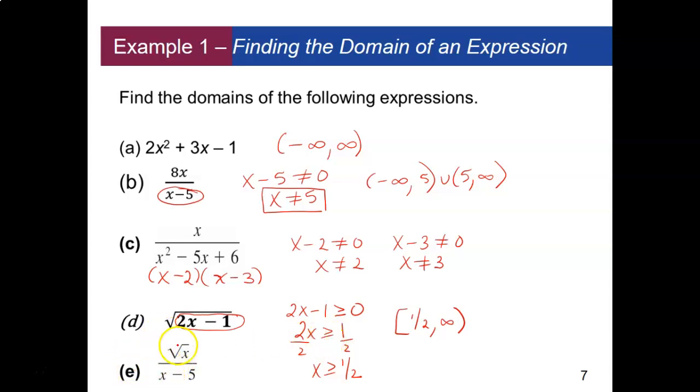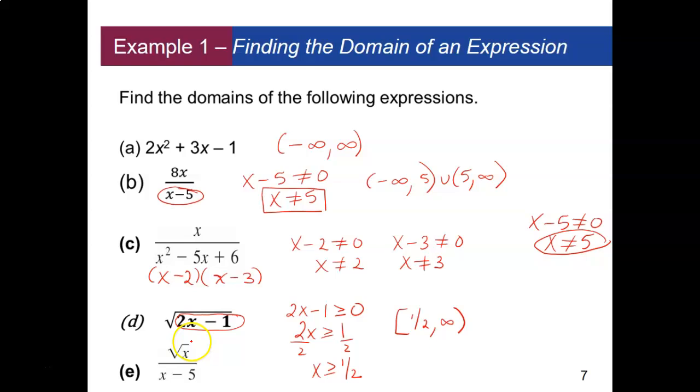Okay, letter E. I'm running out of space here a little bit, so I'm going to come over to the side to write my work. But this one here, we've got two things to worry about. One is we've got this denominator. So if we look at the denominator, we know that the denominator cannot be equal to 0. So that tells me x cannot be 5. So that's a part of my domain restriction.